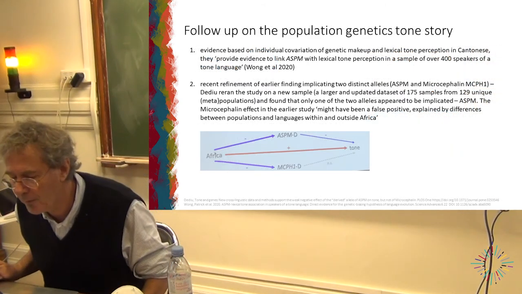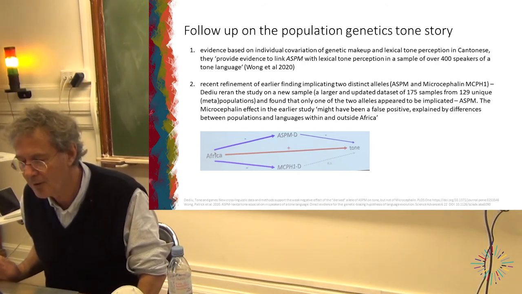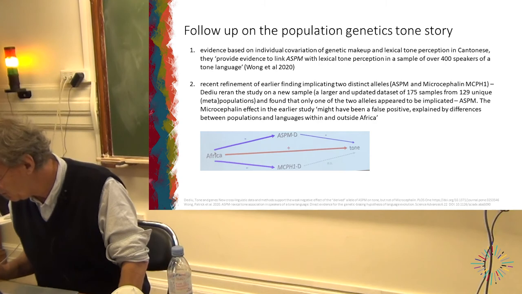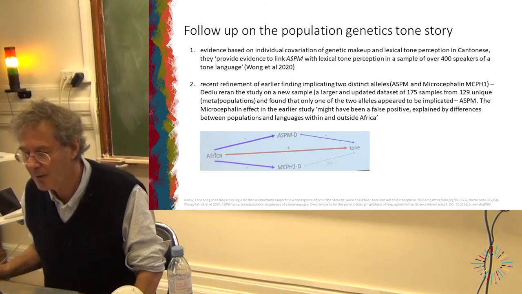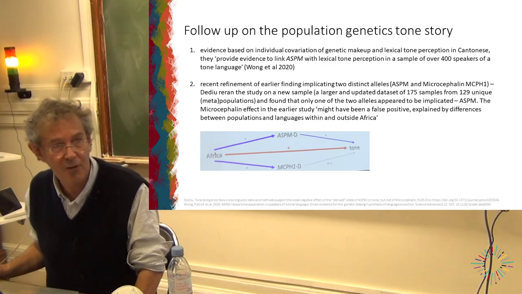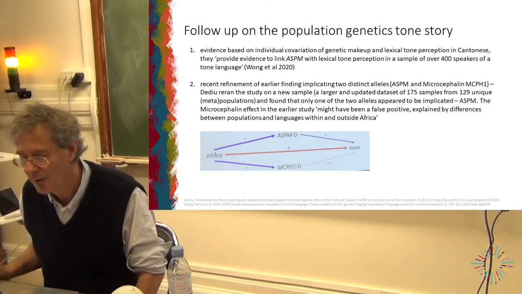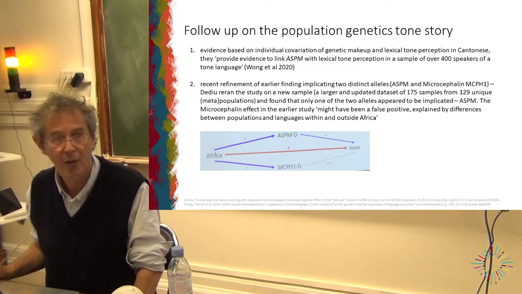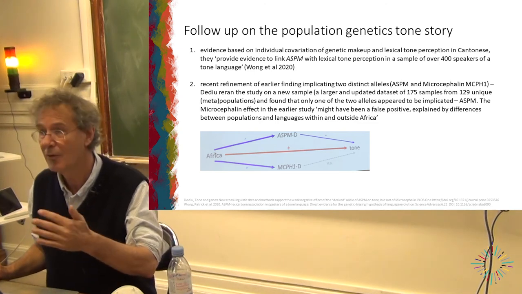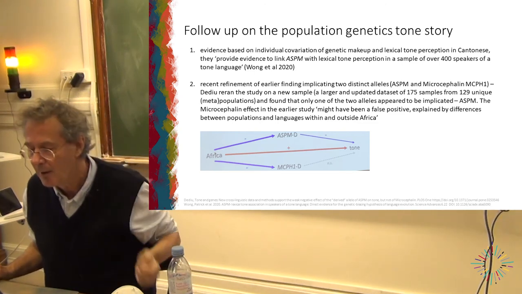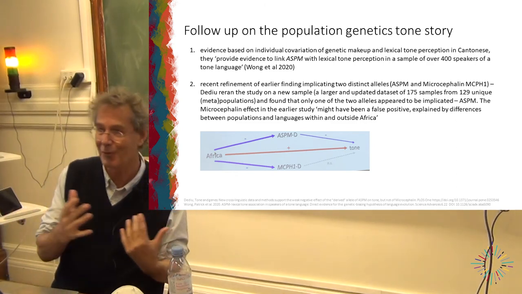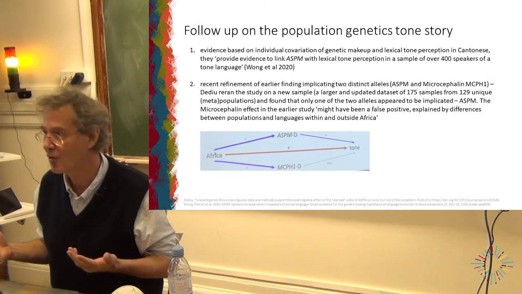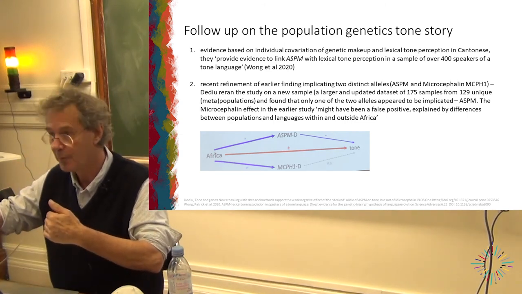And there's been a lot of follow-up on this. So two really recent papers, one done in Hong Kong by Wong et al., just published last year. He actually took 400 Cantonese speakers and looked at their genetic profiles and gave them tests of tonal perception. And interestingly, he found that there was a correlation with ASPM, which was one of those two alleles that had been implicated in the original study. So over those speakers, there was evidence linking that. So that's at an earlier level than evolving, but it also shows you that you can evolve a system. It doesn't mean that an allele is possessed by 100% of a population.